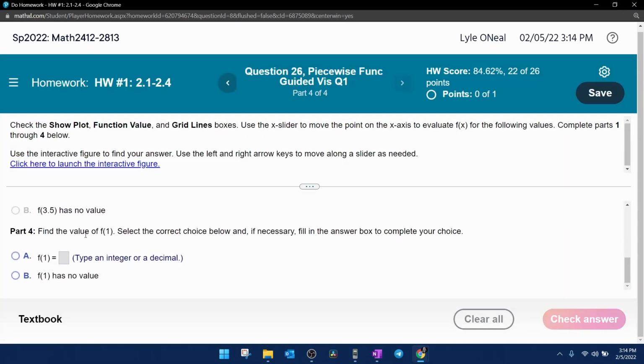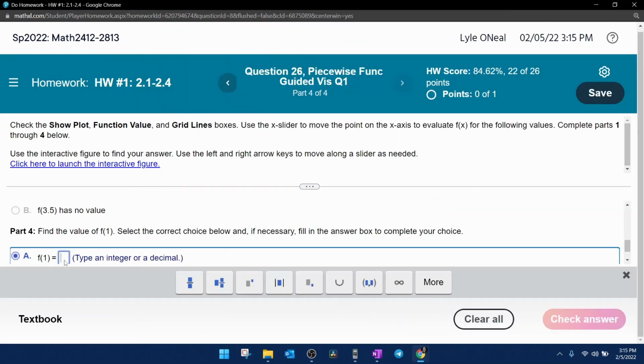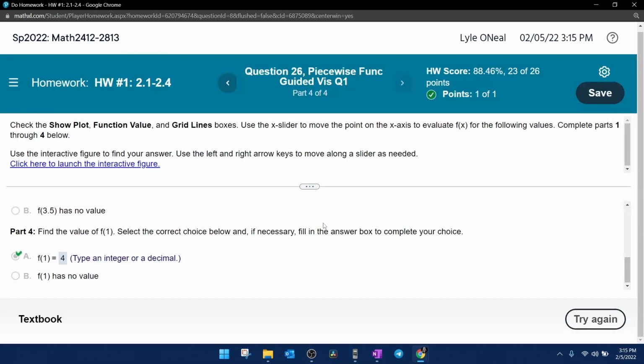And for the last part, find the value of f of 1. So again, back to our interactive figure. Oh my gosh, this is super easy. When x is 1, y is 4. We can also see that from the piecewise function, 1 is between 0 and 3. And for any x that is between 0 and 3 here, you're going to have a y value of 4. Notice that that is the constant piece of the function. And so again, this is going to be easy. That's just 4. And that's going to do it for this particular problem.